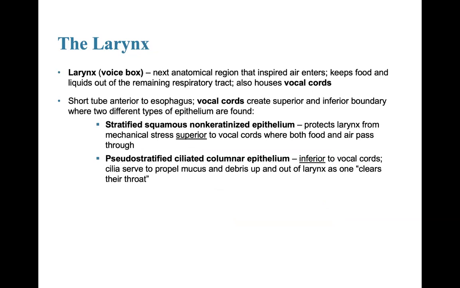The vocal cords create a superior and inferior boundary, where two different types of epithelium are found. We have stratified squamous non-keratinized epithelium, which will protect the larynx from mechanical stress, superior to the vocal cords, where both food and air pass through. And then you have pseudostratified ciliated columnar epithelium. This is inferior to the vocal cords. Cilia will serve to propel mucus and debris back up out of the larynx as one clears their throat, quote unquote.